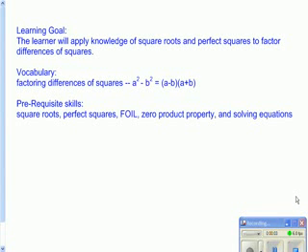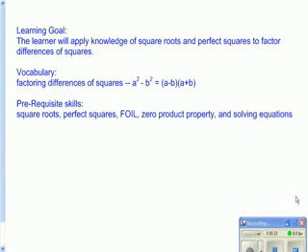This video is for Algebra Section 9.5. Our learning goal is the learner will apply knowledge of square roots and perfect squares to factor differences of squares. Our vocabulary term is how to factor differences of squares.